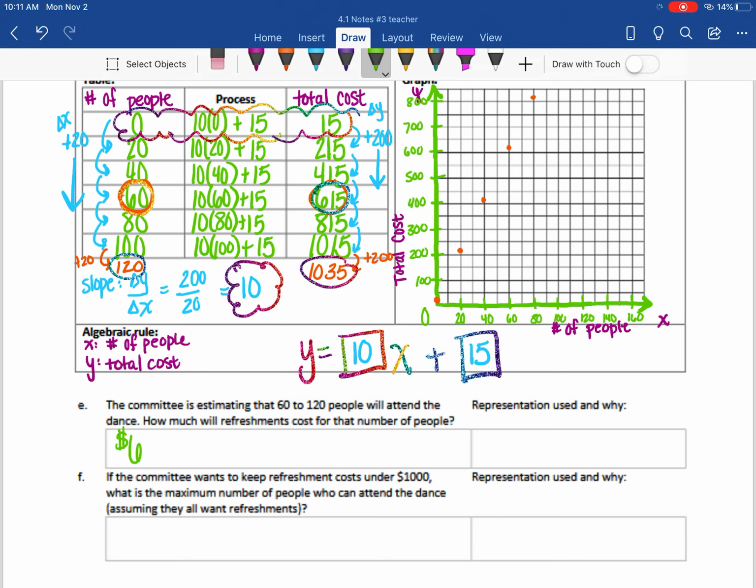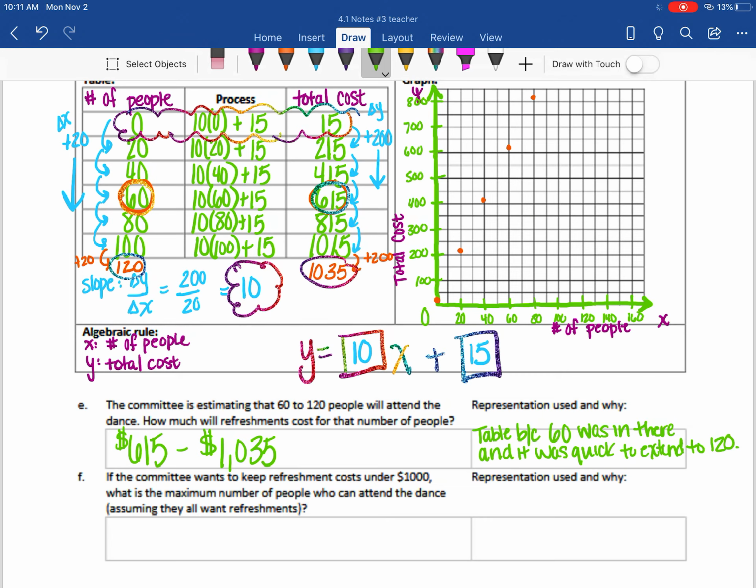So $615 to $1,035. Okay, so we use the table because 60 was in there, and it was easy, or quick, I should say, quick to extend to 120.